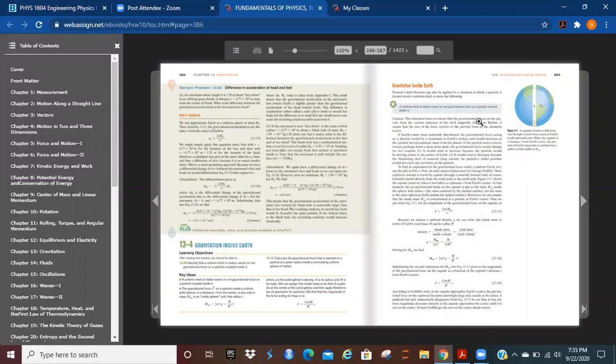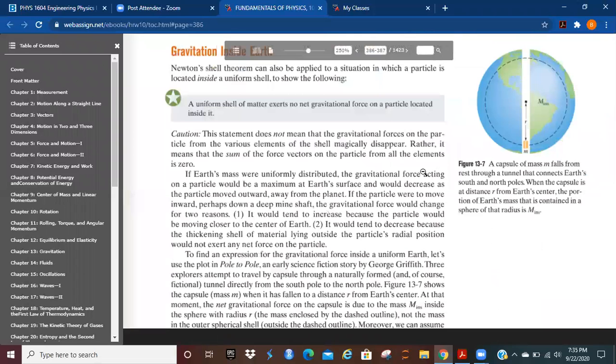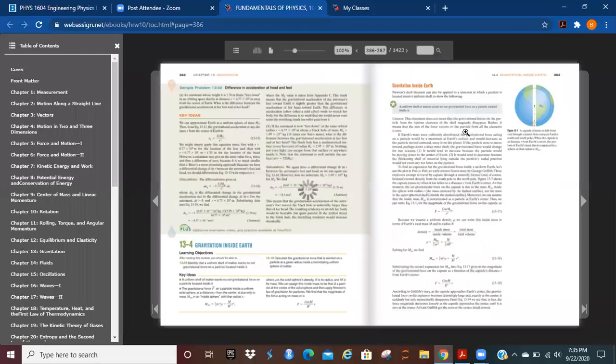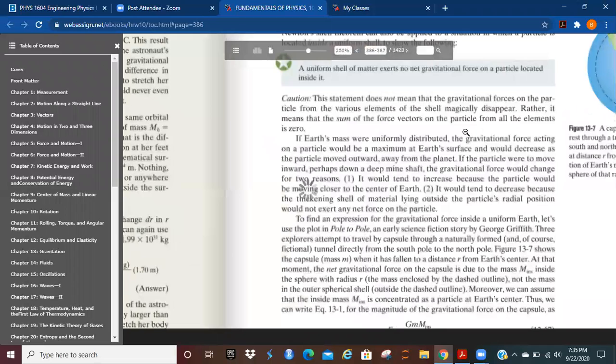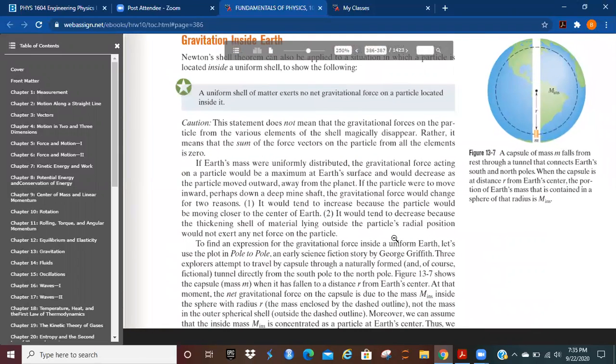So with that, we have to describe the situation a little bit better. We've got a capsule of mass m that falls from rest through a tunnel that connects Earth's south and north poles. When the capsule is at a distance r from Earth's center, the portion of the Earth's mass that is contained in a sphere of that radius is m sub ins, or inside.